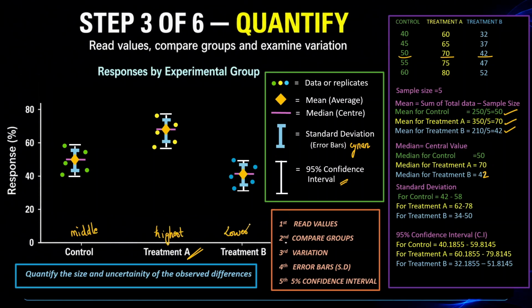But do not stop there. Also compare the spread. Are the dots tightly packed? Are they widely scattered? Look at the error bars. Large error bars mean more uncertainty. Small error bars mean more reliable measurements.